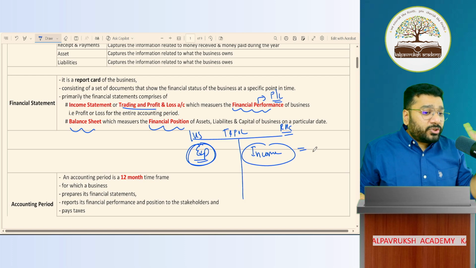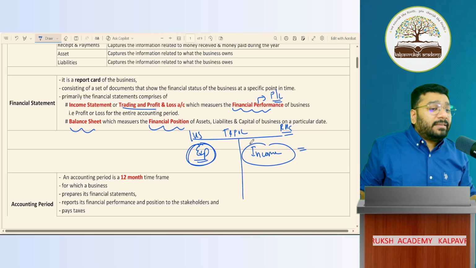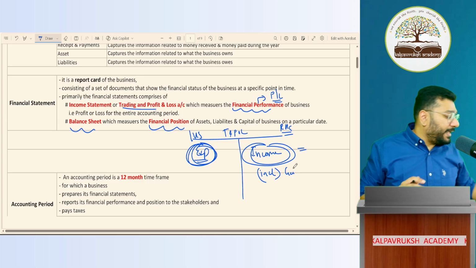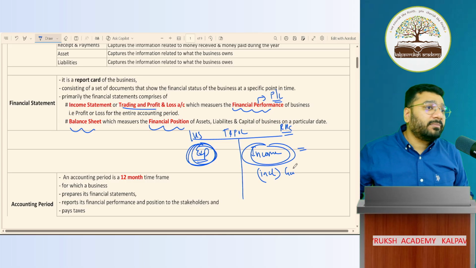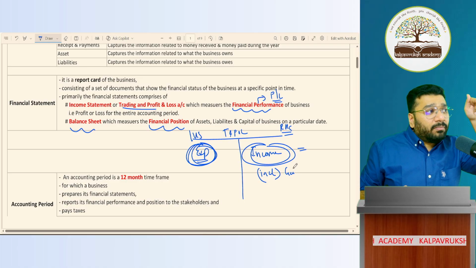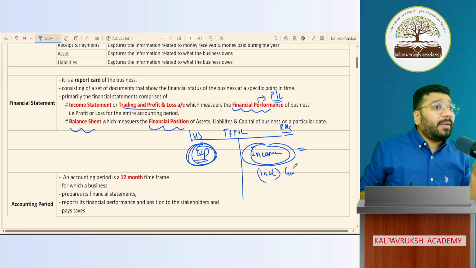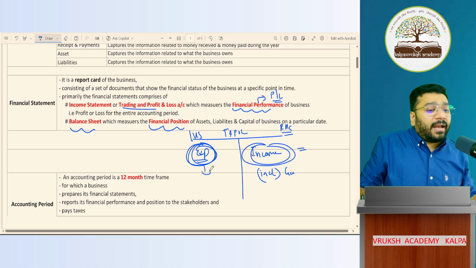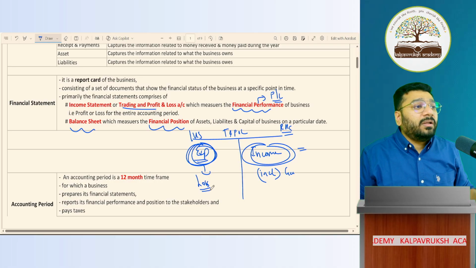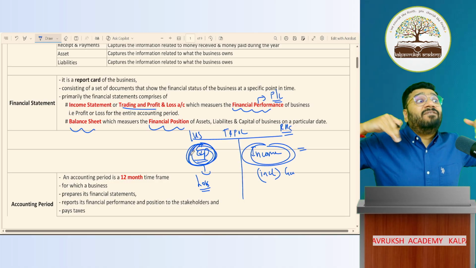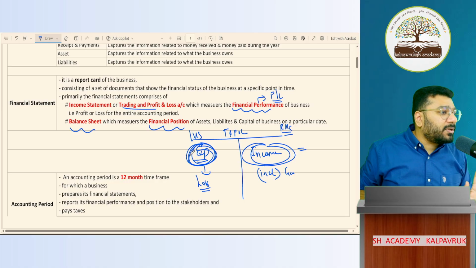So the items that I capture in the trading and P&L account are income and expenditure. Income will include the term gain. Now, what is gain? I'm going to explain that. I'm just trying to put a seed in your mind that whenever I talk about income, gain also comes into the picture. And whenever I record expenses, I also need to capture losses. Keep this in the back of your mind. Why it is like that, I will explain in the upcoming sessions.